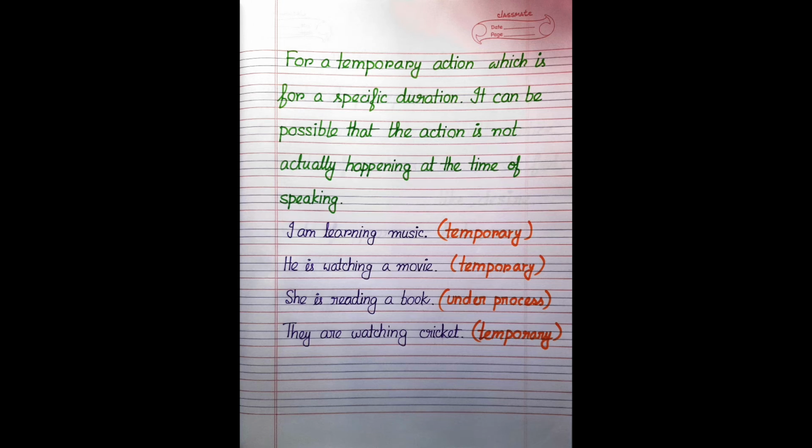So, children, this was where we should use present continuous tense in the form subject, am, is, are, then the ing form of the verb.